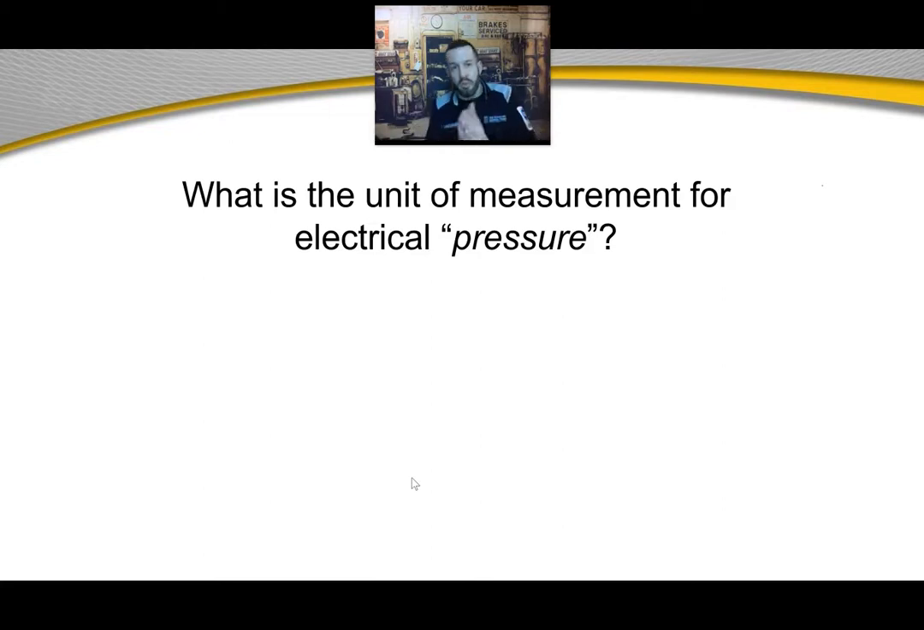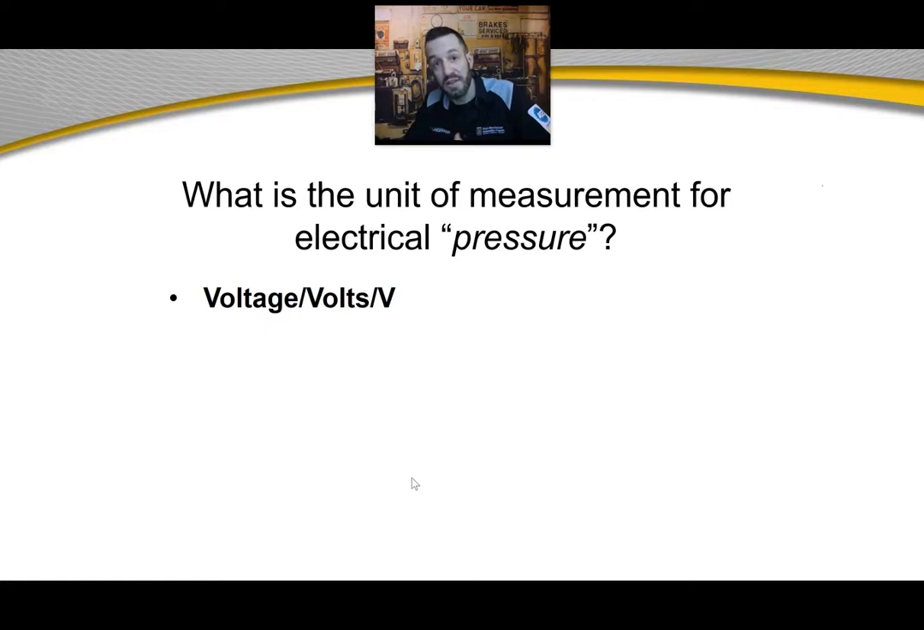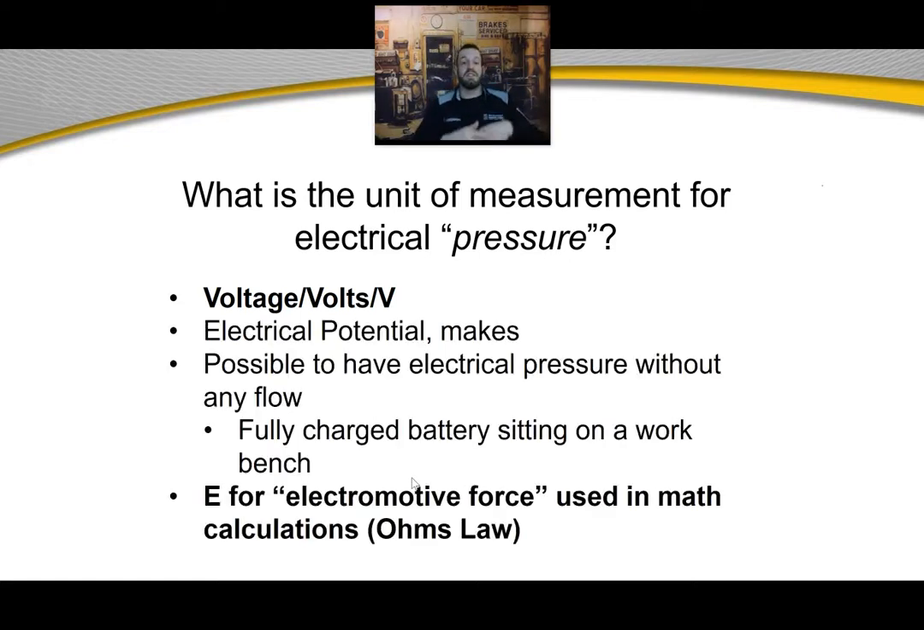The unit of electrical pressure is voltage, okay? A 12-volt battery, this is the pressure, all right? It's the electrical potential. In Ohm's law calculation, it's E for electromotive force, so you would see that on an ASE. It would be E, I, and R for resistance. It is possible to have electrical pressure without any flow. All right, so think water. You have a pressurized container or something like that, with no flow.